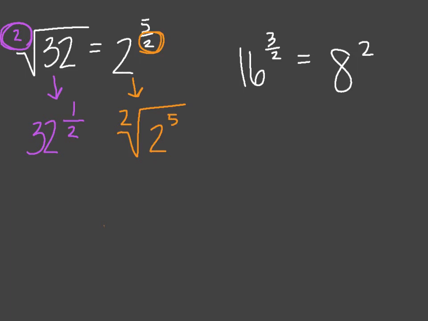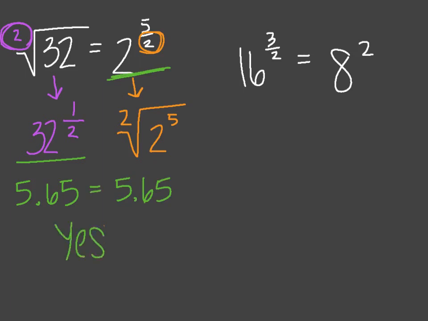Now that I've shown that I know how to switch formats, I'm going to type these in my calculator to find decimal approximations for them. So if I type in 32 to the 1/2 power, I get 5.65, approximately. Now, for the other side, if I type in 2 to the 5/2 power, I also get 5.65, approximately. Now, when I look at those two numbers, they're clearly the same. So yes, this statement is true.